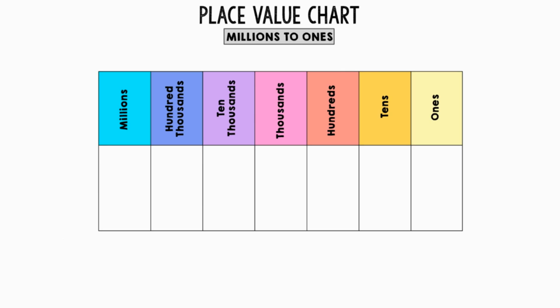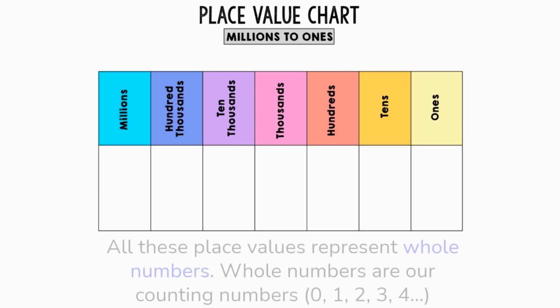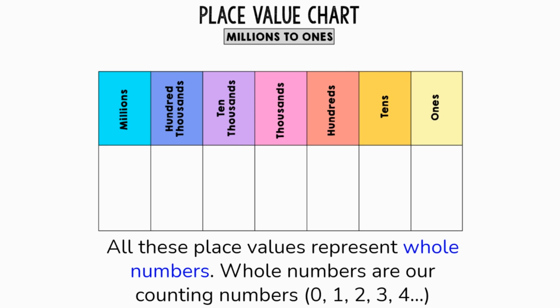We spent a lot of time at the beginning of the year talking about place value, and I know that in earlier grades you also spent time learning about place value. I just want to point out that all of these place values represent whole numbers. So ones, tens, hundreds, thousands, and so on. Whole numbers are our counting numbers. So for example, 0, 1, 2, 3, 4, 5, 6, 7, and so on. So these are whole numbers.